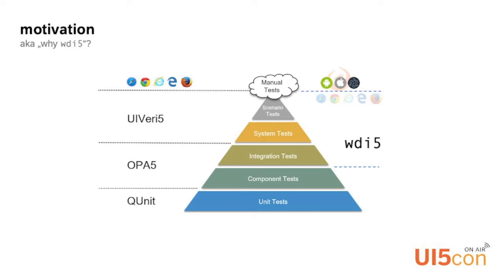wdi5. And if you look at how wdi5 locates itself in the testing pyramid, it pretty much covers things from the integration tests upwards. If you look at the left side, that's the well-known tooling framework so far. You have QUnit, you have OPA5, you have wdi5 with the focus on the browser. Now on the other side, on the right side, it's wdi5 with a clear focus on running the tests on the native platforms, Android, iOS, and Electron as the desktop part.